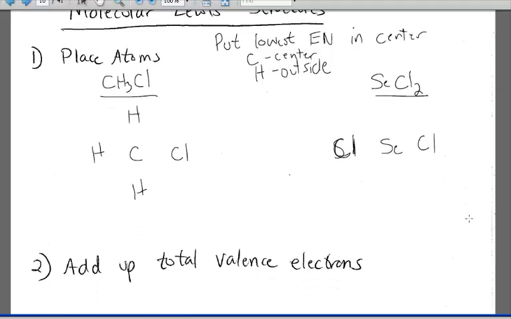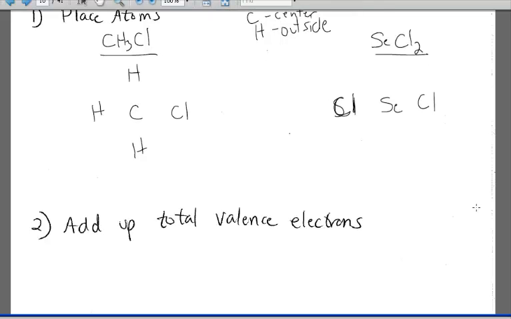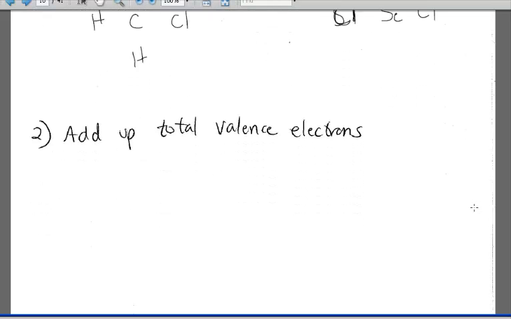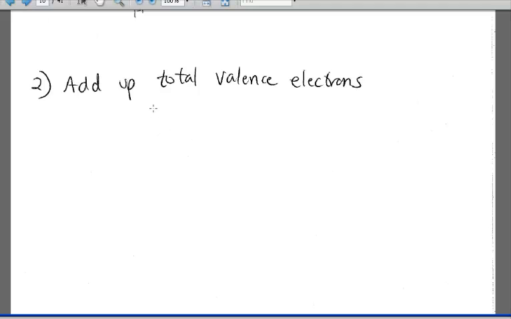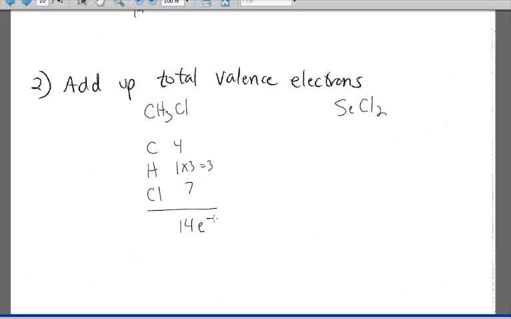All right, step 2. Add up the total number of valence electrons. We'll do the same 2 examples, CH3Cl and SeCl2, selenium dichloride. All right, carbon. We have 1 carbon, and that has 4 valence electrons. We have 3 hydrogens, each of which have 1, so it's 1 times 3 equals 3. And chlorine has 7. So we have a total of 14 valence electrons.